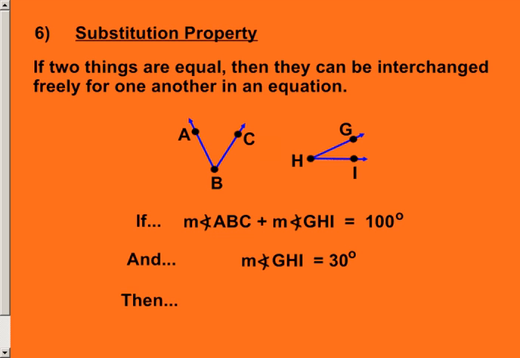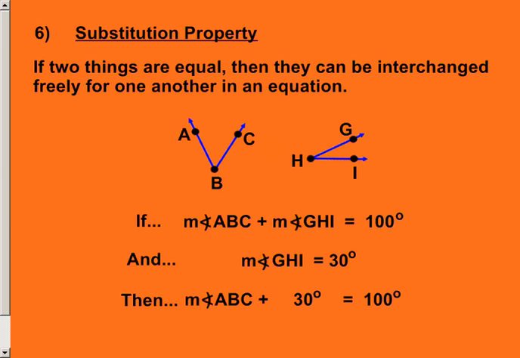The substitution property allows us to, in that first equation, remove the label of the measure of angle GHI and actually replace it with its exact measurement. And we could do that because we knew the measure of angle GHI and 30 degrees were equal. One of them can be taken out and replaced with the other in the middle of an equation, just like you see there.